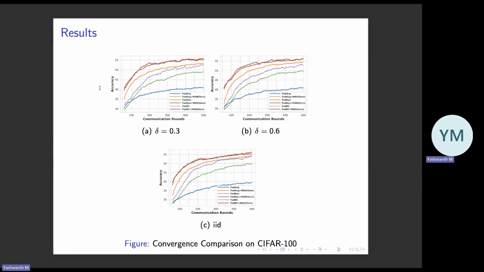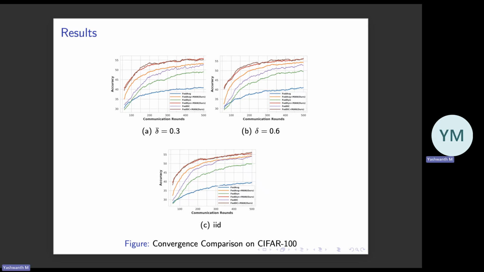This figure shows how the training progress is happening across the communication rounds. We plot the test accuracy versus the communication rounds. Here also we can see that whenever we augment any algorithm with the activation norm loss, the MAN loss, we can see a significant jump in performance. For example, for FedAvg, the performance can be improved from the blue to the orange curve.